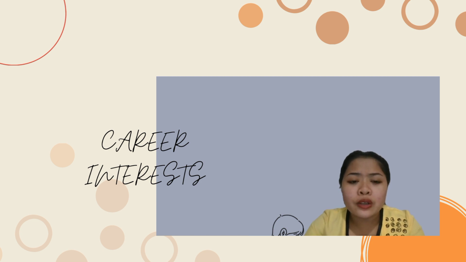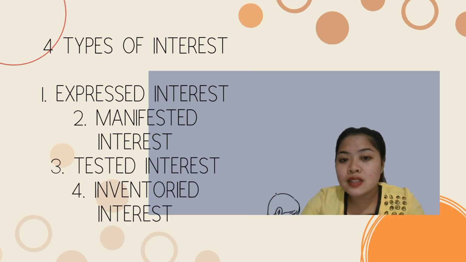So just a while ago, I mentioned the student's career interest. Now I want to share with you that there are four types of interest, and these are the expressed, manifested, tested, and inventoried interest. I want to share what each interest means one by one. Let us start first with the expressed interest. Expressed interest refers to the interest of a student being obtained by asking them directly about it.